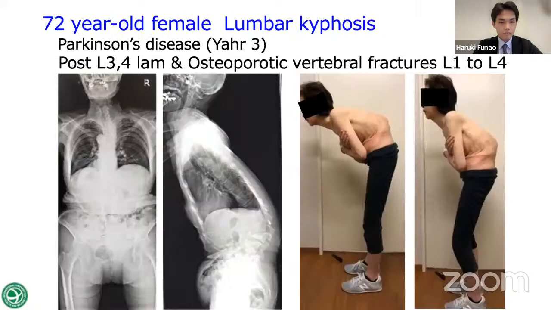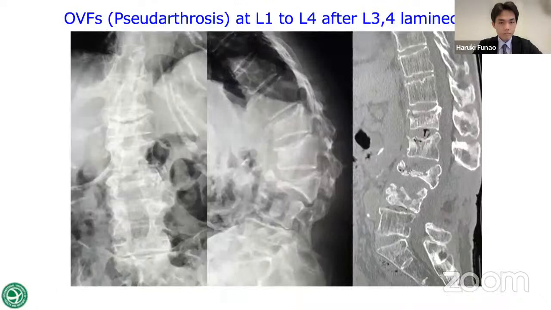This is a patient with lumbar kyphosis. The patient had a history of Parkinson's disease, and she underwent L3 and L4 laminectomy at the previous hospital. After the surgery, she developed osteoporotic vertebral fractures from L1 to L4, and all fractures seemed to be non-union. Although anterior column reconstruction is required, it might be difficult to obtain good anterior support by posterior spinal surgery, and there was a risk of neurological injuries to perform PLF or 3-column osteotomies through the scar tissue.